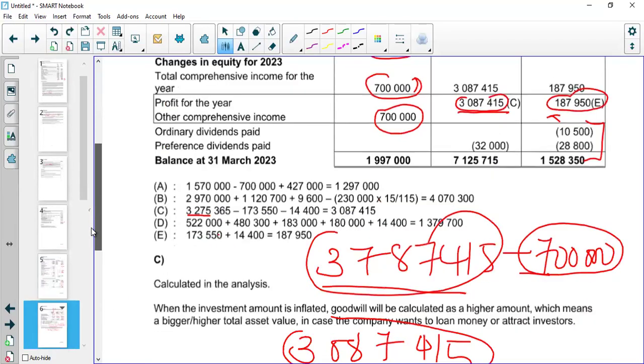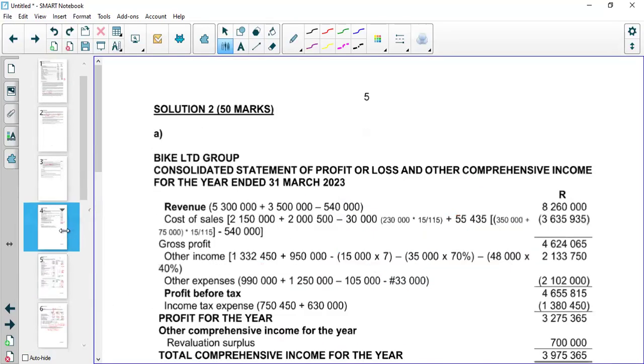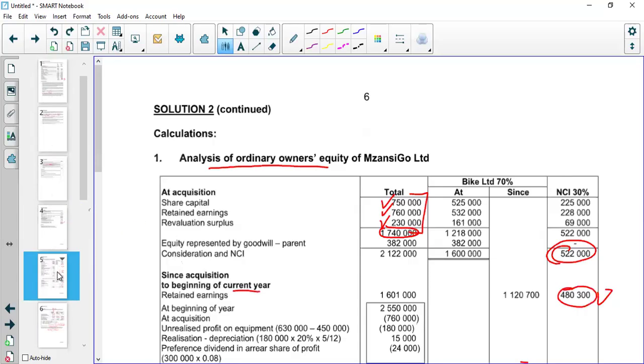Right. So basically, that's how we do the stuff. And when it comes to your goodwill, I think that is rather straightforward, right? Just how much was paid, total consideration, and NCI. This is the amount. And equity, that's the amount. So the difference is going to be your goodwill.